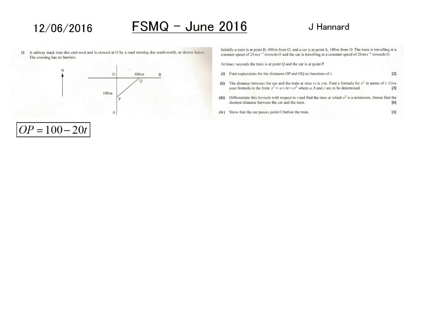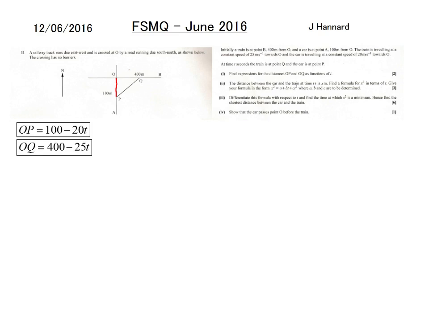So, find an expression for OP and OQ as functions of t. OP, O to P, is this line here, and remember, it starts 100 away, and as time goes on it's getting closer and closer, therefore you take off 20t. O to Q is 400 minus 25t: it starts 400 away, but as t gets bigger and bigger it's getting closer and closer, therefore it's minus 25t.